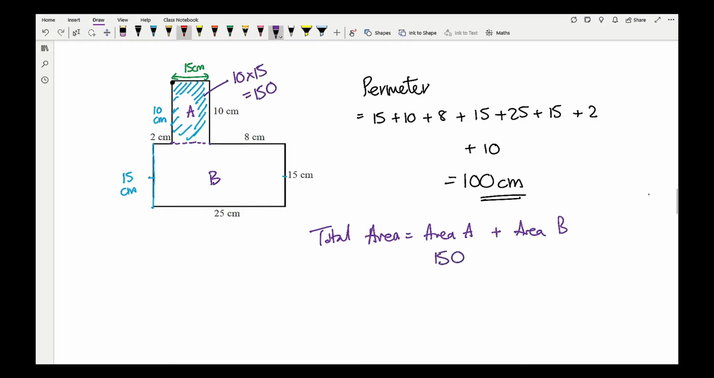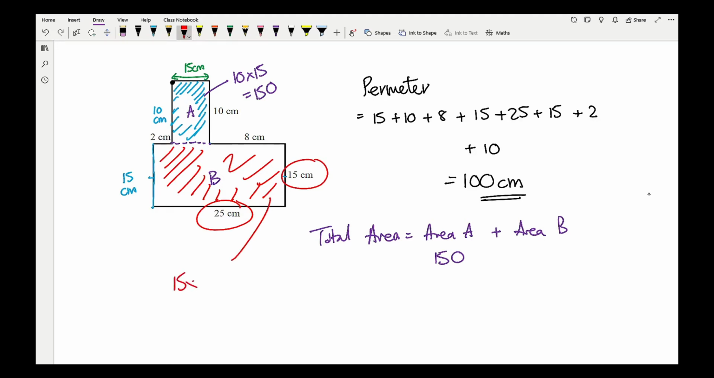And then to work out the area of B, well again, I'm going to be using 25 and I'm going to be using 15. So that's going to be 15 times 25, and 15 times 25 gives me an answer of 375. So then adding these up, I get a final answer of 525 centimeters squared, and there is my final answer.